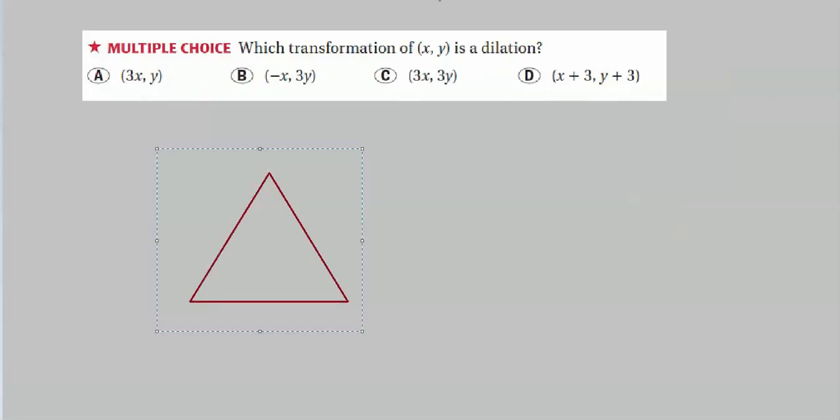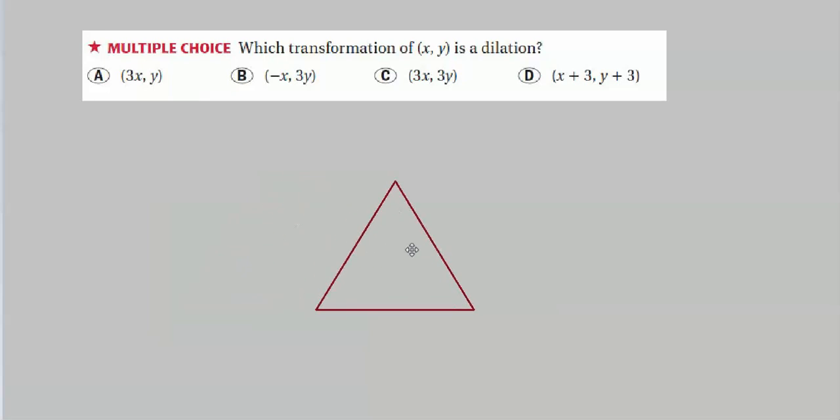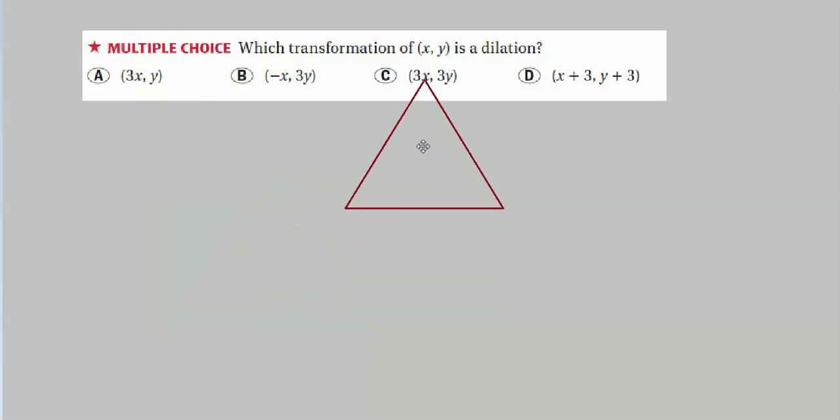Now, all but one of these have multipliers. This one here, I think we could throw right out, because this is just a translation. Obviously, you should recognize that pretty quick by now. They're probably trying to throw you off by putting the same number on each side. But this is obviously a translation. You're just shifting it. For instance, if I had this one here, I would just be shifting it 3 to the right and 3 up. That's what that would do.